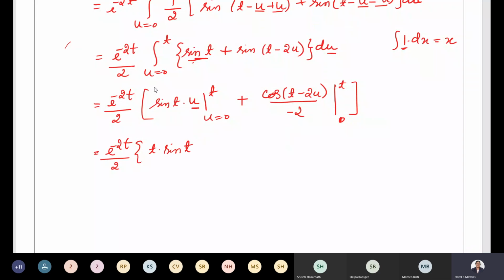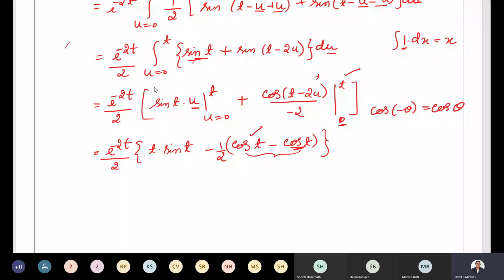Now the second term, what do we get? Minus half into, if I put the upper limit t, cos of t minus 2t, which is cos of minus t, which is nothing but cos t. Then for the lower limit, if you put u equal to 0, it will become minus cos t. I hope this is clear. When you put the upper limit t, it is cos of t minus 2t. T minus 2t is minus t, and cos of minus theta is the same as cos theta, so you get cos t. Then put the lower limit 0, so it will be cos t, because 2 into u becomes 0.